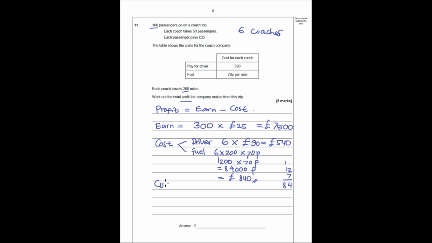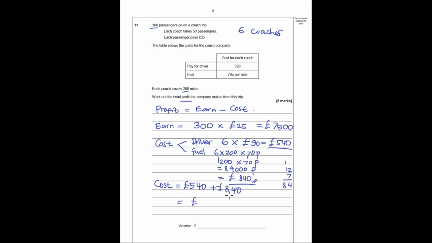So the total cost will be this 540 and add 840. 540 plus 840. Pounds and pounds.